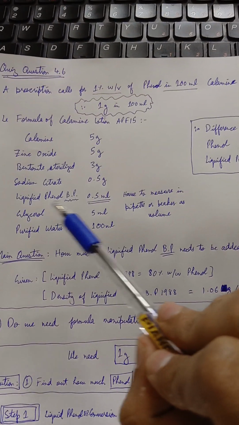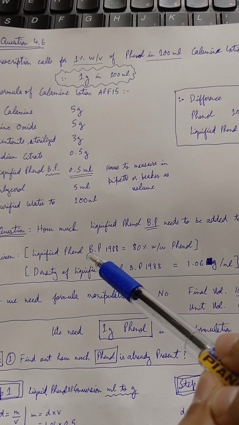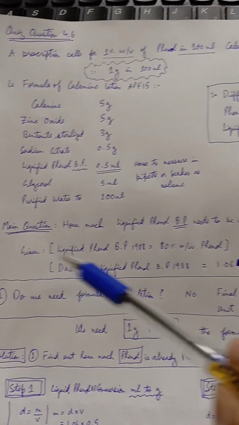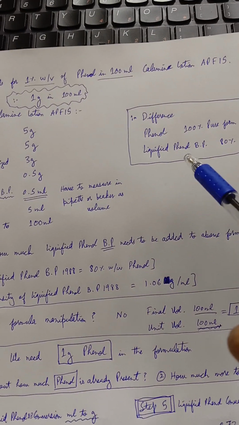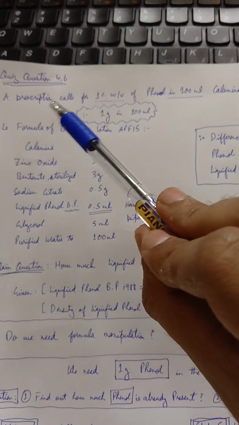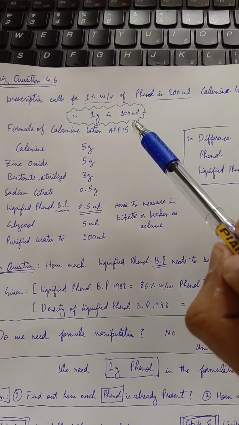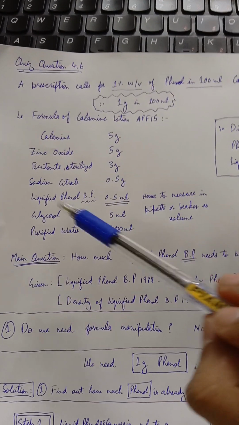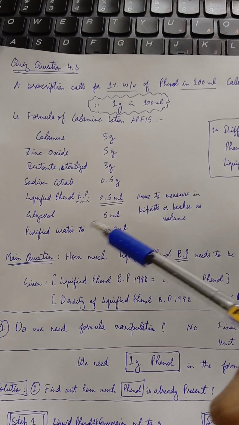And when we talk about liquefied phenol, we will see later that liquefied phenol, which will be given there, is 80% weight by weight phenol. So this is not pure. This one is pure. We are talking about the prescription which the doctor originally ordered, which wants 1 gram in 100 ml. So here liquefied phenol is present, which is not pure phenol.